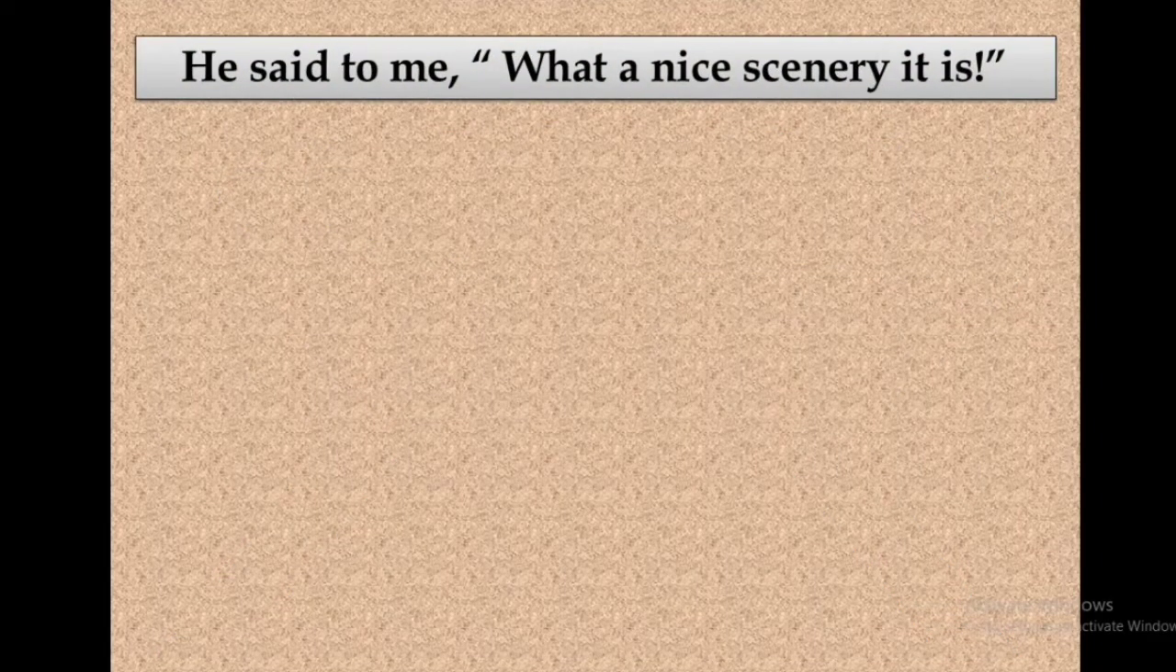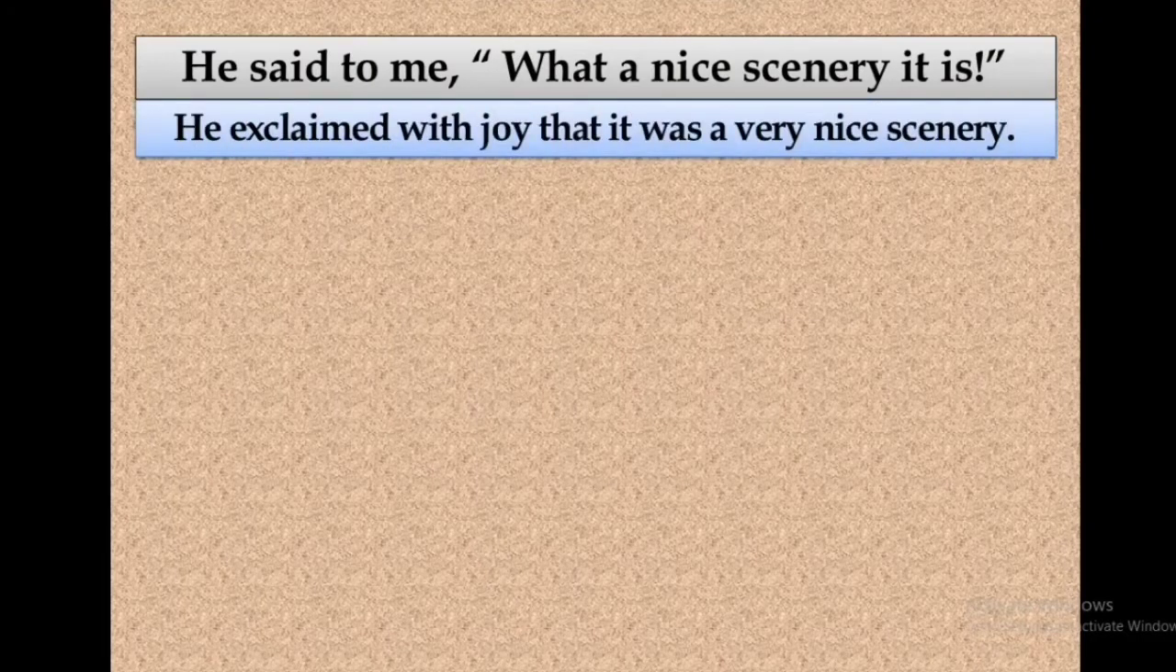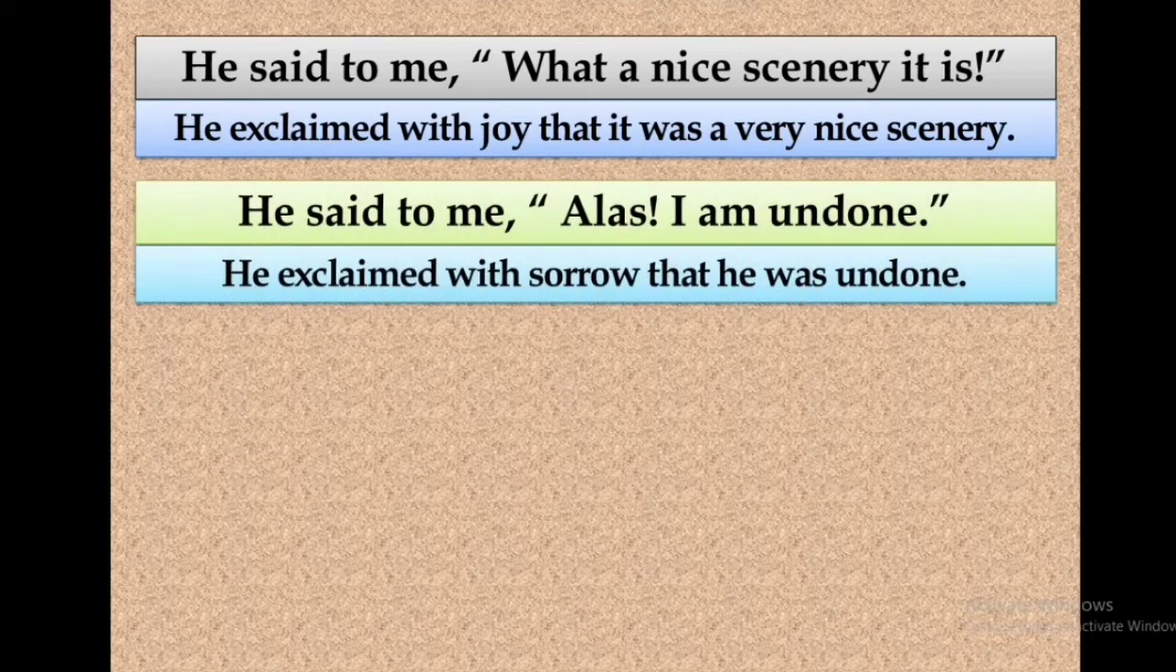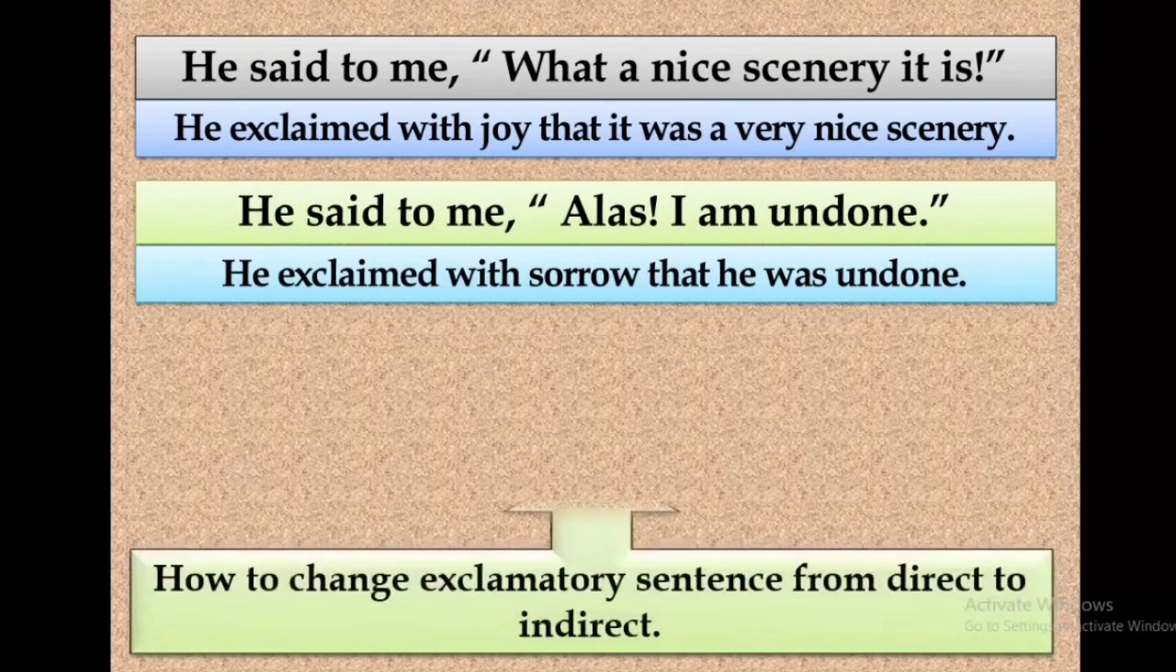He said to me, "What a nice scenery it is." He exclaimed with joy that it was a very nice scenery. My dear students, between the two sentences we find some differences. In the last sentence, exclaimed with joy was used instead of said to, and that was used instead of inverted comma. Then the subject comes first, and then the verb, and then the extra word very, and then the extension. He said to me, "Alas, I am undone." He exclaimed with sorrow that he was undone.